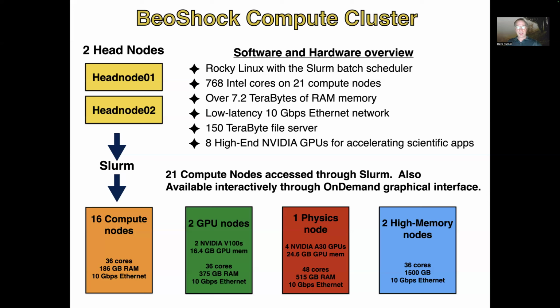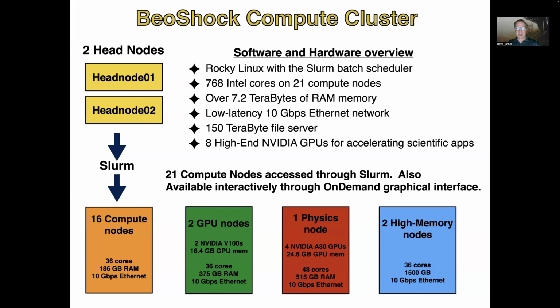So let's get started with the BeoShock compute cluster. And I have a diagram here. If you log into the cluster using SSH from a terminal window, for example, you'll get dropped into one of the two head nodes, head node 1 or head node 2 in the upper left of this diagram. That's where you start and you can modify input files, you can modify your code, things like that. That's where you'll create your job scripts that you'll submit to the Slurm batch scheduler.